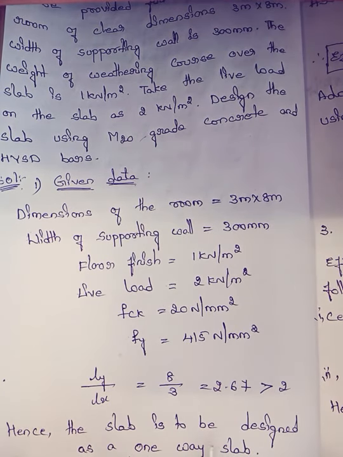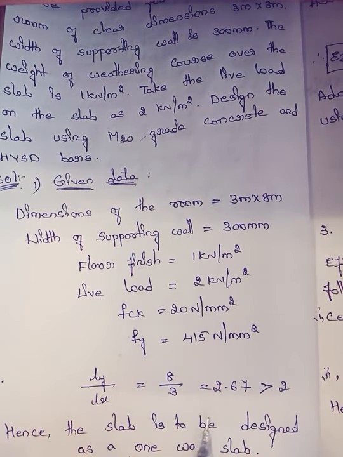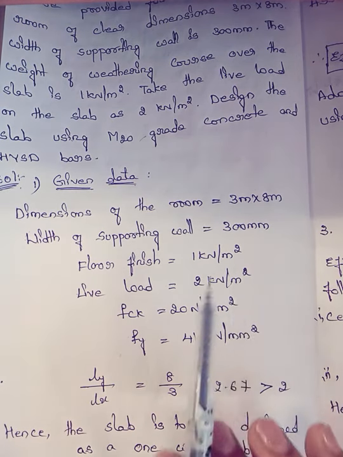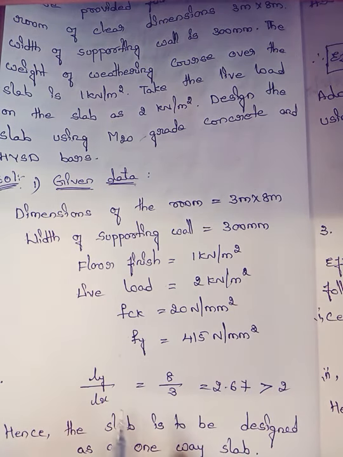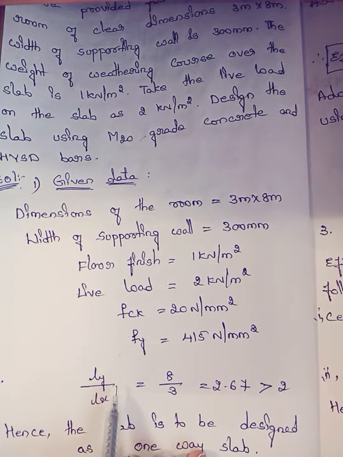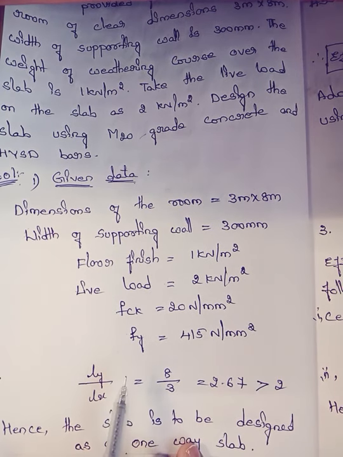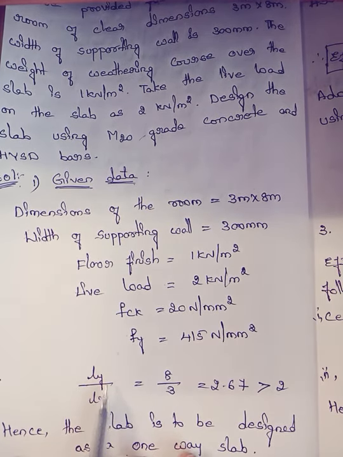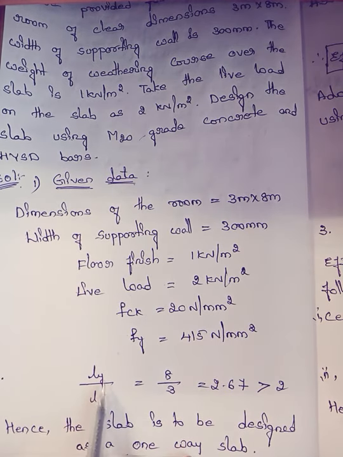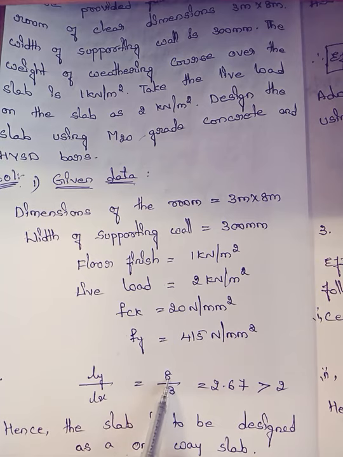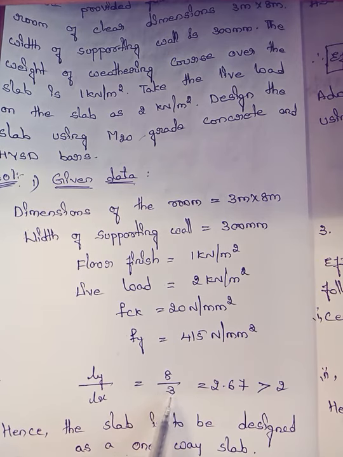Now we'll find out whether it is a one-way slab or two-way slab. We are asked to design this slab, so we need to find out whether it is a one-way slab or two-way slab. If it is directly given in the question, it is fine. If not, you need to find out, based on the Ly by Lx ratio. Ly by Lx ratio, with the dimensions given as 3 by 8 meters, is 8 by 3, which is equal to 2.67.